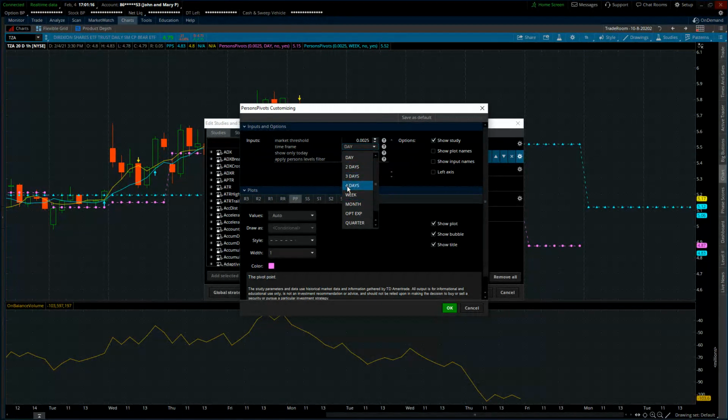3 day means the same, just 3 days, 4 days. I don't use 3 or 4 days. There's no purpose. Someone wanted to, maybe. If it's a 4 day work week, I guess you could use 4 days. But I use, generally speaking, weekly. And I use monthly, option expiration, and quarterly.